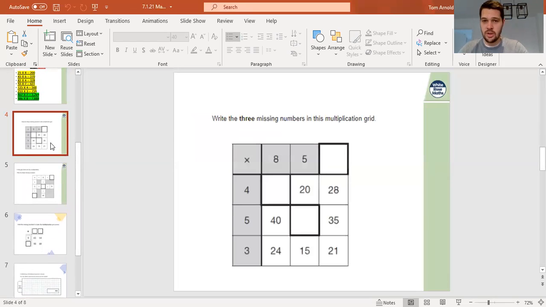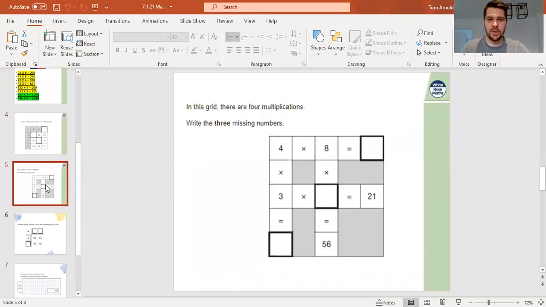Here is the first question. So this is called the grid method. See if you can work out the missing digits. I've got 8 multiplied by 3 is 24. So 4 multiplied by something equals 28. What could that be?